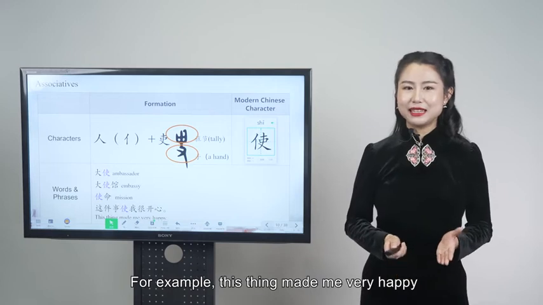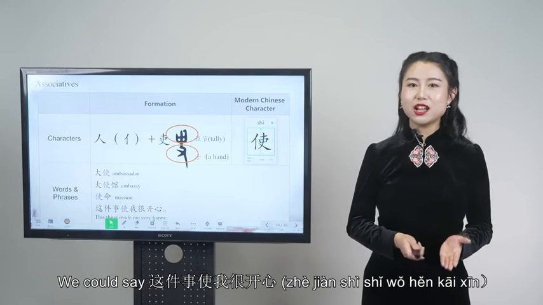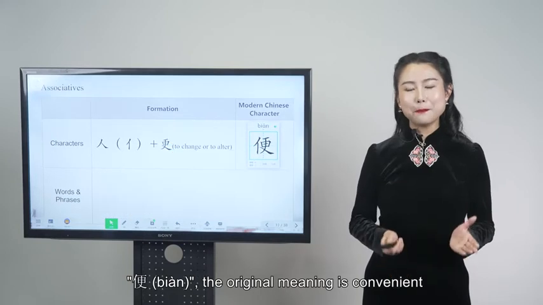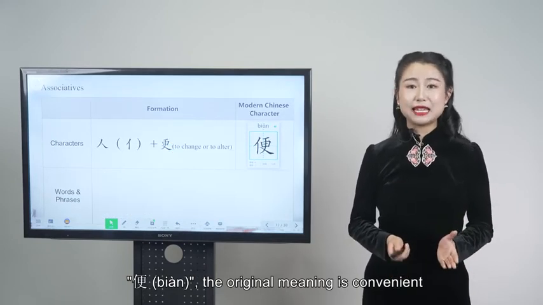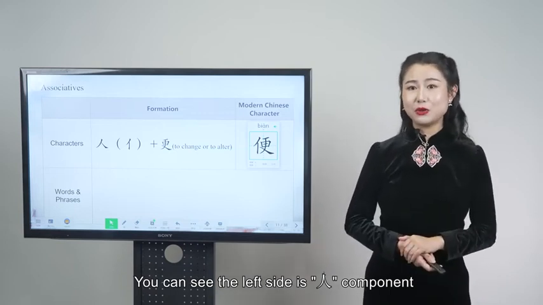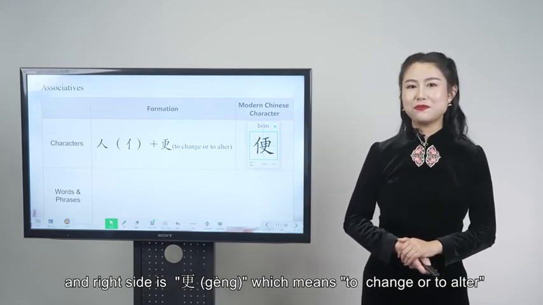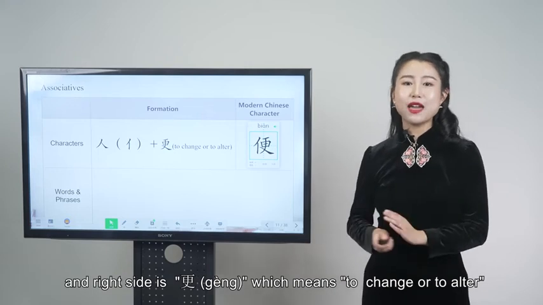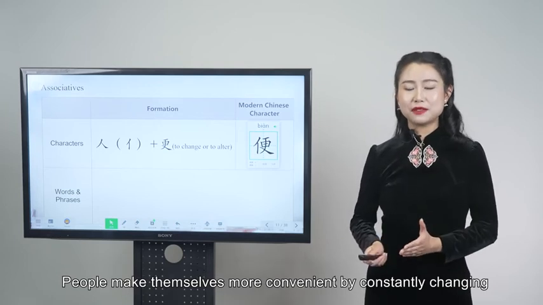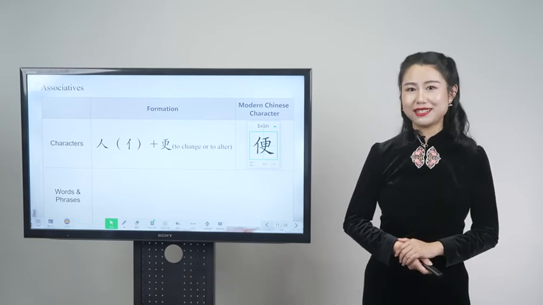For example, this thing made me very happy. We could say, 这件事使我很开心. And 便, the original meaning is convenient. You can see the left side is the 人 component and the right side is 更, which means to change or to alter. People make themselves more convenient by constantly changing, which is the motivation of the character.